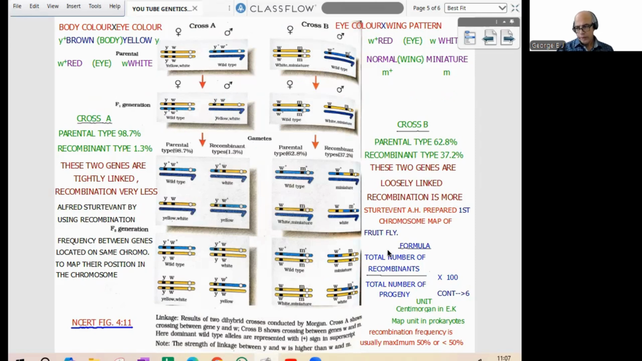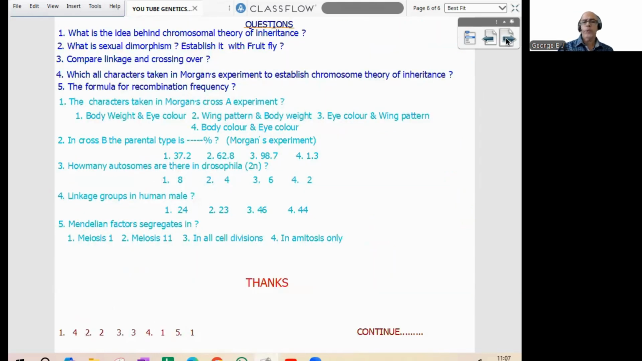Then the formula to find recombination frequency. Then after that, its unit, that is centimorgan in eukaryote, map unit in prokaryote. Then as usual, 5 theory questions, 5 NEET model questions.